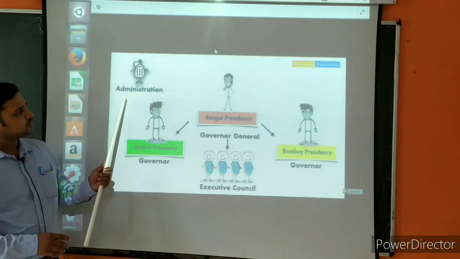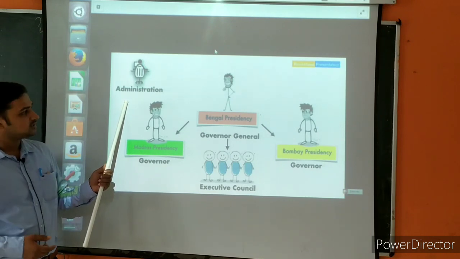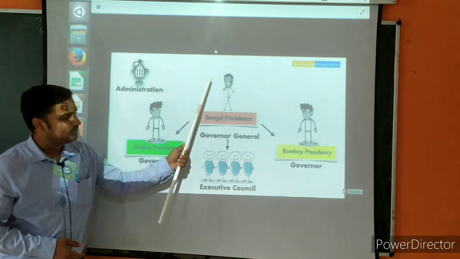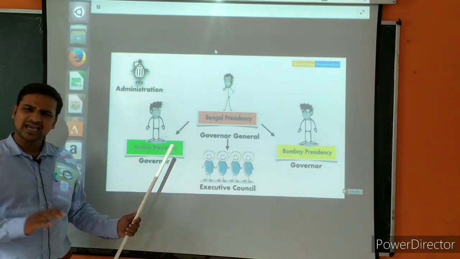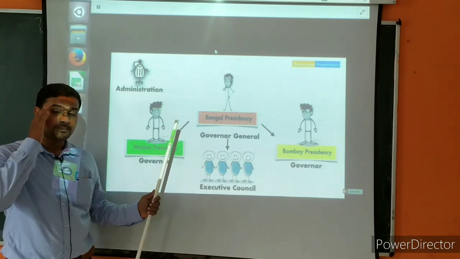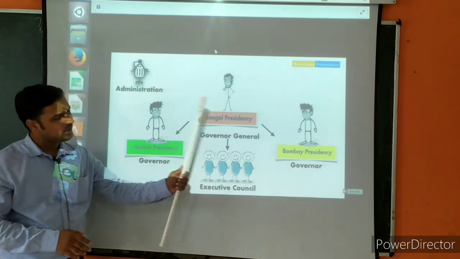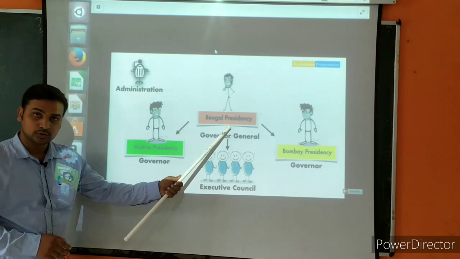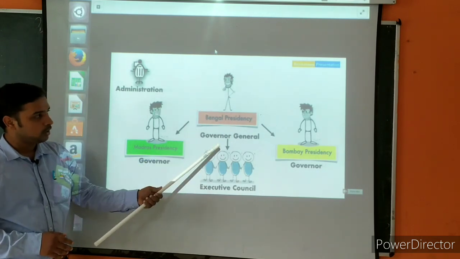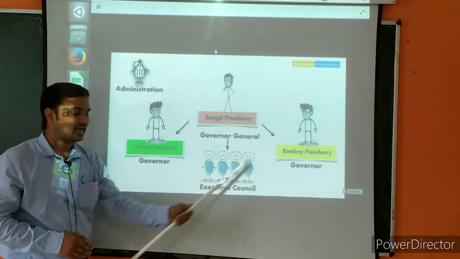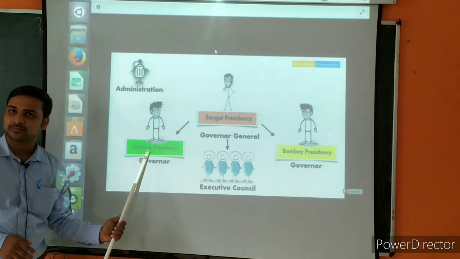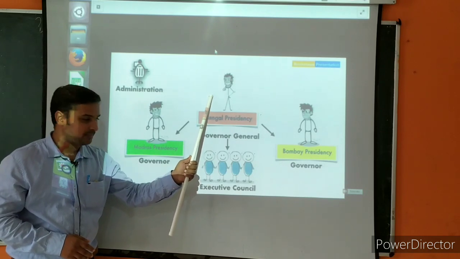You can see, if we talk about administration, because we have already covered 2 topics, this is the third one, administration. So administration is very clear, nothing has changed more. If you keep in your mind the regulating act, you can easily understand the Pitt's India Act as well, because there was also Bengal presidency in the head, who was the cynosure of this administration. The Bombay presidency and Madras presidency will report to Bengal presidency.